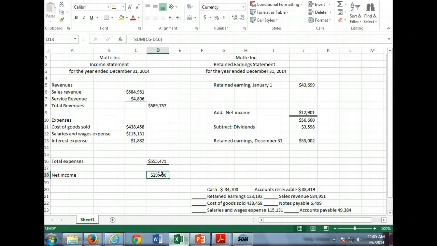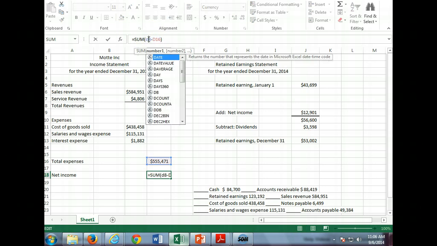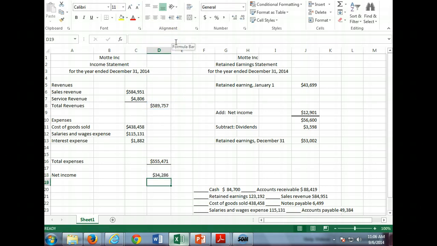Something's wrong. D8 minus D16. No, what am I doing wrong? You had a 3 in there instead of a D in your formula. God, it was just one letter. Or one digit. That's the good thing about Excel, it never gets anything wrong.